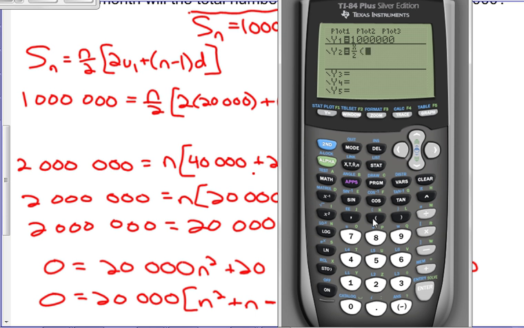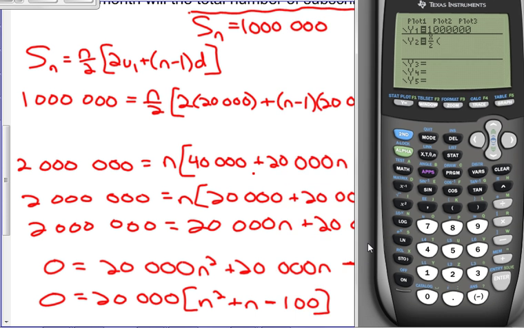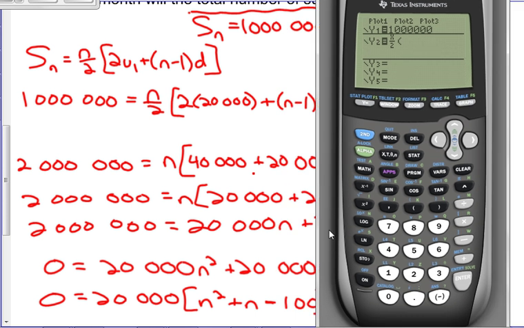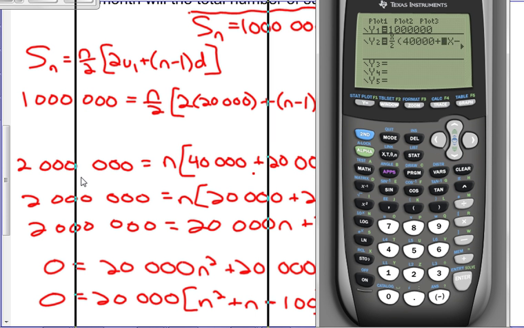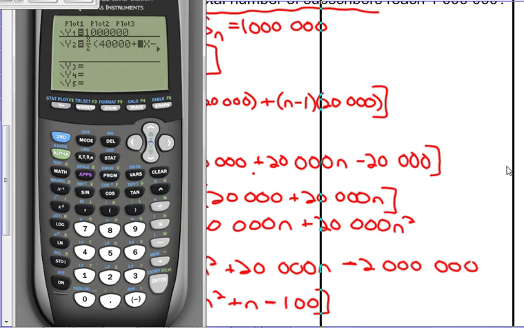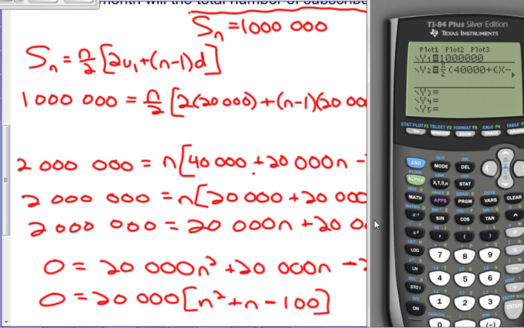And then I'll go brackets. Now the 2 times 20,000, I might do that myself. So 2 times 20,000 is 40,000. And then I'd have plus n minus 1, so that's x minus 1, times 20,000. You could clean this up yourself if you want, or you can leave it just as it is. So let's check out that right-hand side of the equation. Sorry, I'm trying to get it to actually show up here. So I've got x over 2 times 40,000, plus x minus 1, times 20,000.